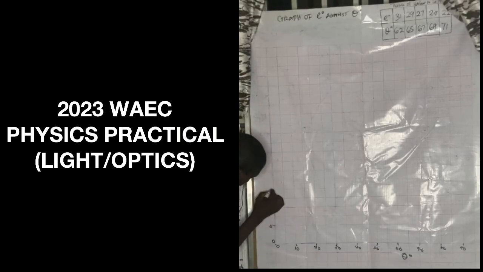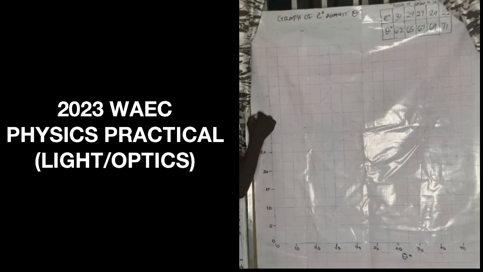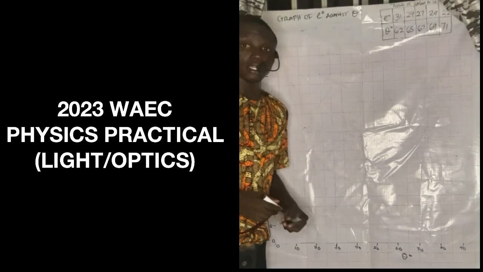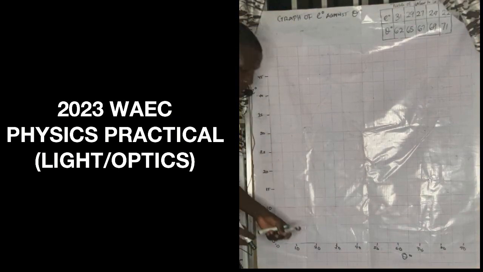10, 15, 20, 25, 30, 35, 40, then 45, whichever the case might be. So this is 5, 10, 15, 20, 25, 30, 35, 40, 45. We have E in degrees, while theta is also in degrees. So that's how we do that. So from here now, you can draw with our ruler.